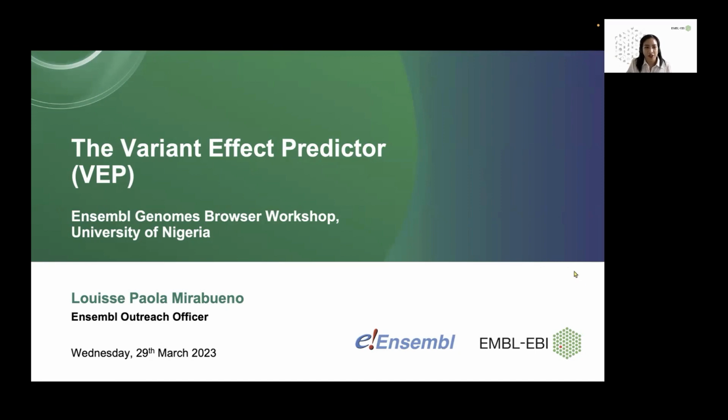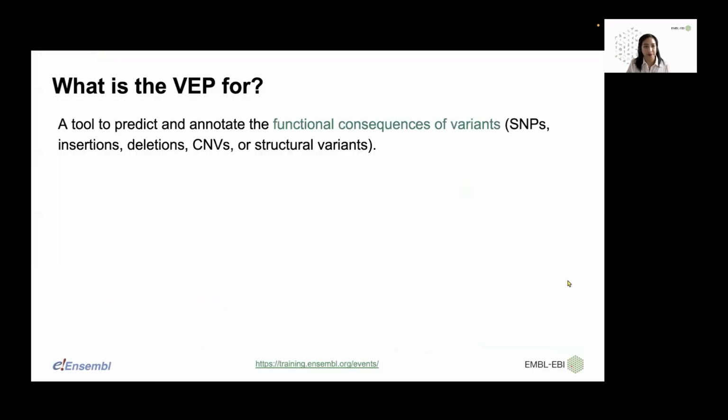All right, so let's move on to the next module. I am going to talk about the Variant Effect Predictor, which we also call VEP. So what is VEP for, or what is VEP in general? VEP is a tool that you can use to annotate and predict the functional consequences of your own variants.